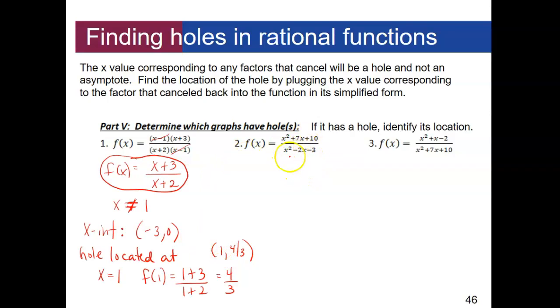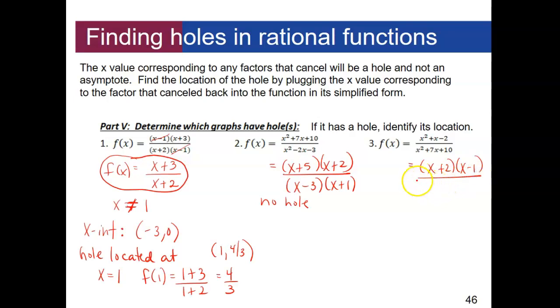All right, if we move on over here, this one is not factored, so we would need to factor it. When we look at this one, we have no common factors, so there is no hole on this one. Over here, again, it's not factored, so we're going to need to factor this. This time we do have common factors that cancel out and reduce down.